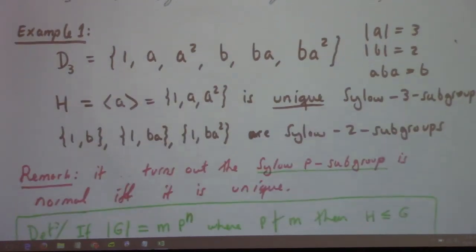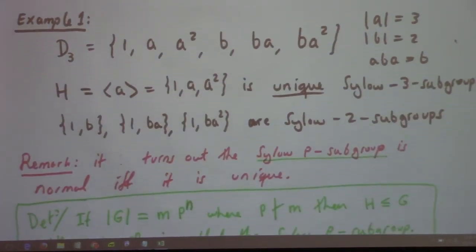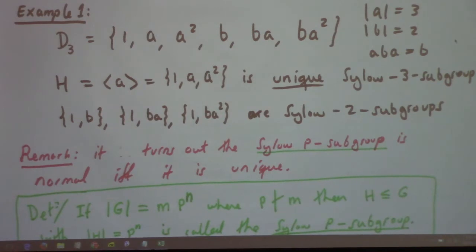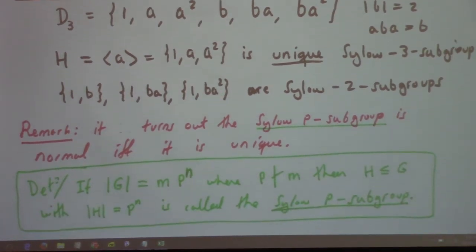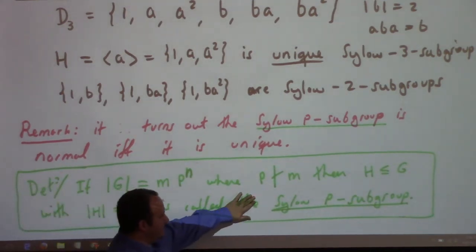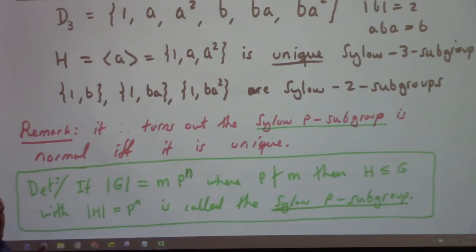So D3, you can understand a lot from D3. I should mention this language before I look at that example. If G has order m times p to the n, and p does not divide m, then H, a subgroup of G with the order of H being p to the n, is called, I shouldn't say the, I should say a, because it doesn't have to be unique, a Sylow P subgroup. There can be more than one.